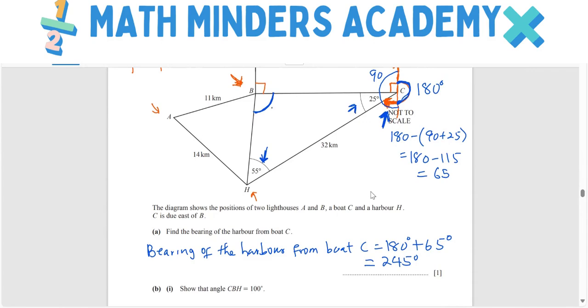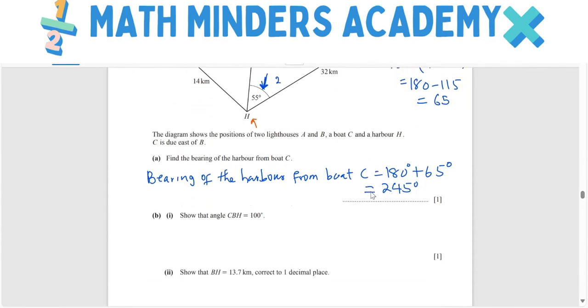And then the third angle here, if we add the three together, 1, 2, 3, it will give us 180 degrees, the sum of interior angles of a triangle. So if we want to get that angle, we are going to say 180 minus 55 degrees plus 25 degrees.